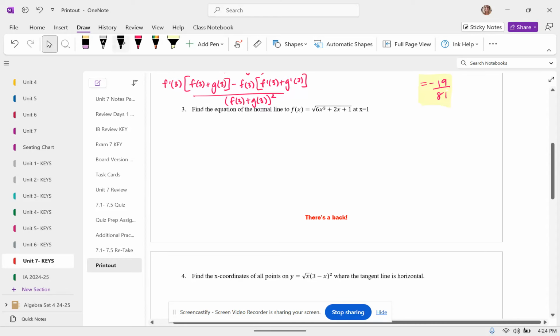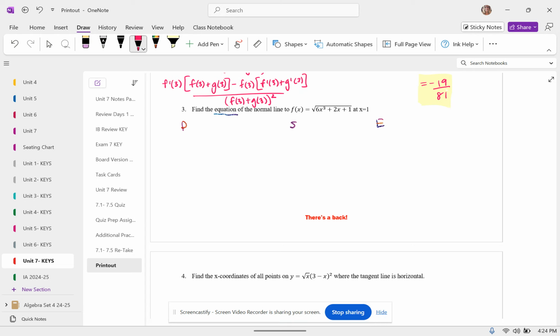Find the equation. Whenever I'm finding the equation, I've got my point-slope equation set up of the normal line. So the slope I'm looking for is m norm at the end. f of x equals the square root of 6x cubed plus 2x plus 1 when x equals 1. So I see that this is going to be a composite function. I've got a function underneath the square root. So let's set that up.